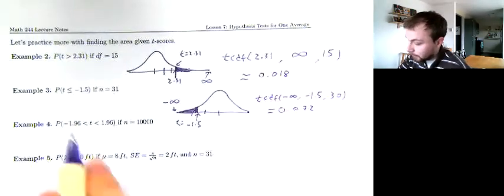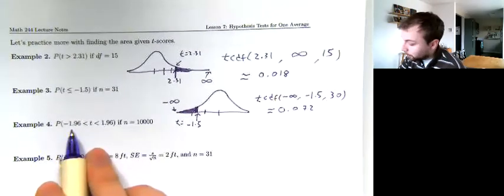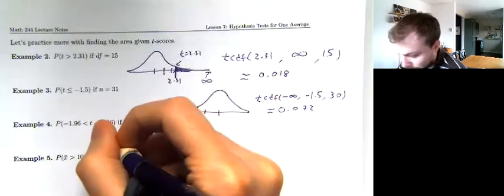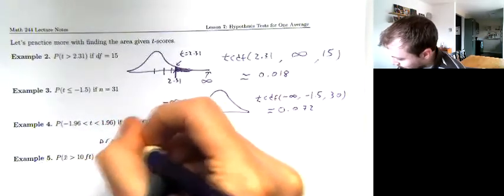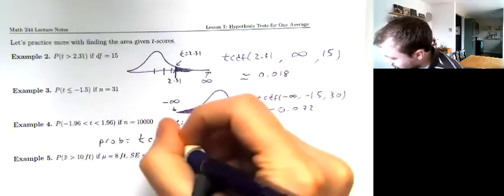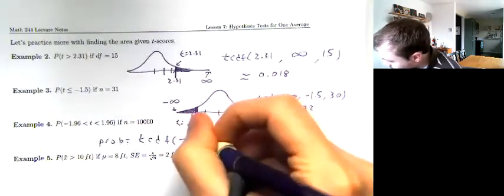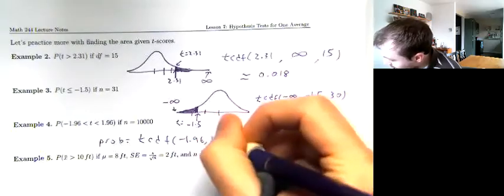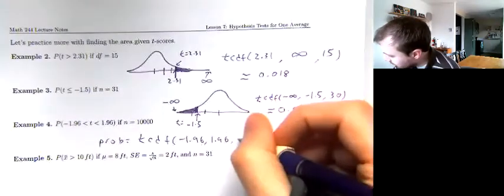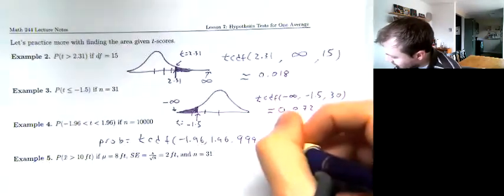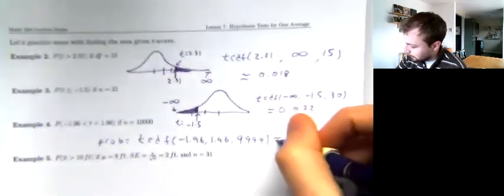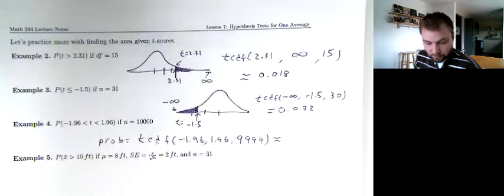All right, for this next one, it wants the area between negative 1.96 and positive 1.96. So this is really nice because my probability, I already can see the low value and the high value. So I'm just going to do TCDF, negative 1.96 to positive 1.96. If I have 10,000 as my N, my DF must be 9,999. I'm going to type this into a calculator and let's see what we get.